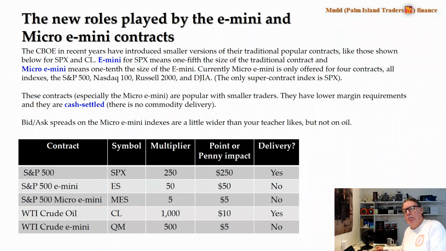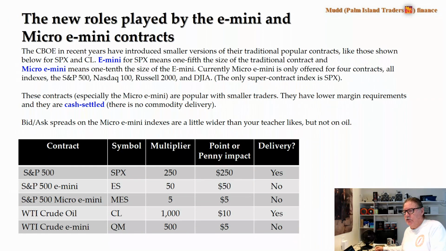Now currently MicroEmini is offered for 4 contracts, all indexes: the S&P 500, the NASDAQ 100, the Russell 2000, and the Dow Jones Industrial Average. Of those 4, the only super contract that's traded is SPX. The NASDAQ, the Russell, and the Dow all have micro contracts, but they don't have the main contract.